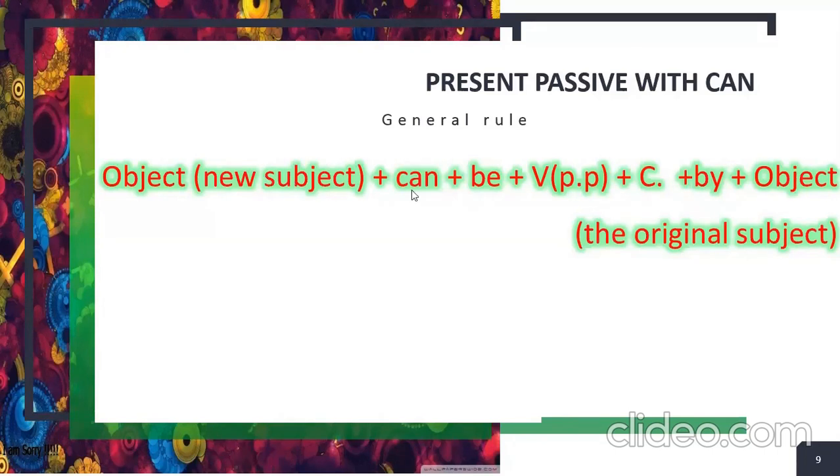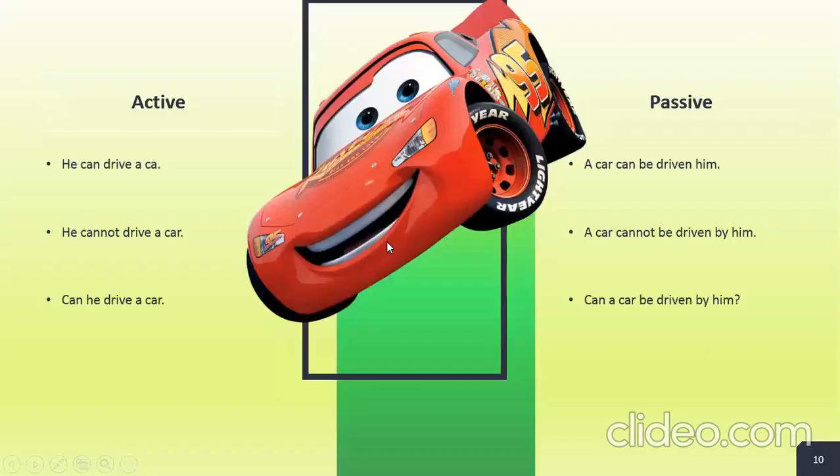And after that comes the modal verb can, and after that we have the verb to be, and we have the past participle form of the original verb, the main verb. If we have a complement, we put it, and we can use the by preposition with the object, which is the original subject of the sentence, right? So, examples. Look at these sentences in the active and the passive voice.